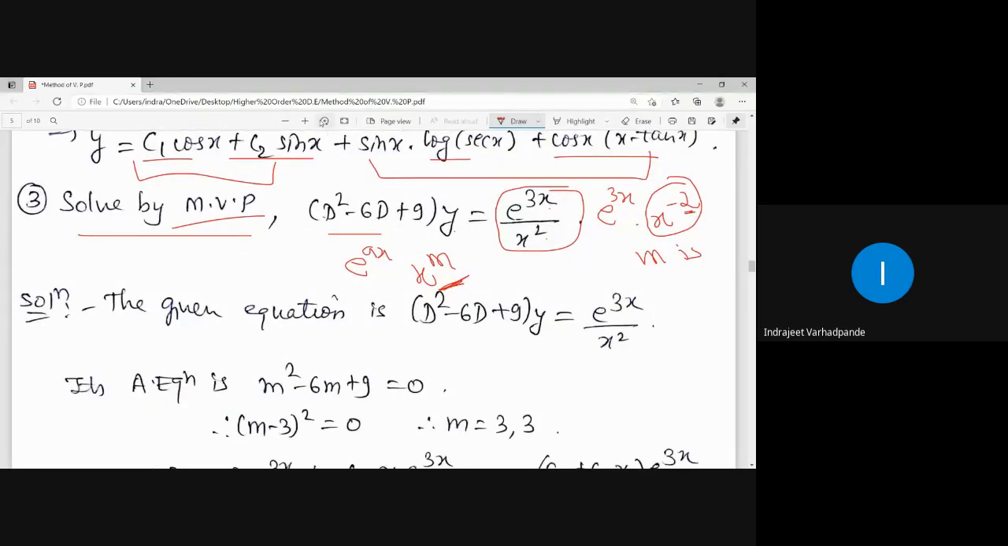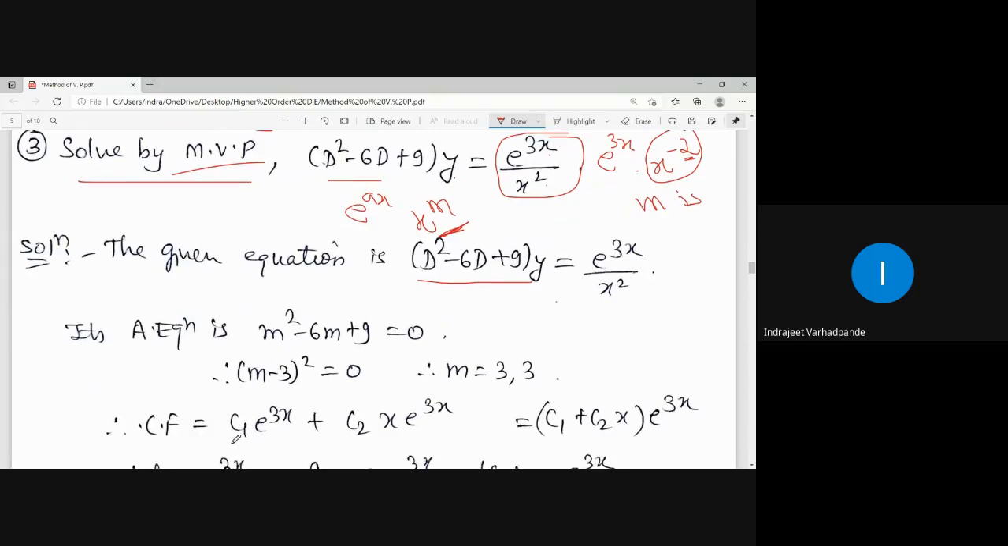Consider the given differential equation in the form (D square minus 6D plus 9) whole multiplied by y is equal to e to the power 3x upon x square. The auxiliary equation is given by m square minus 6m plus 9 equal to 0. That is a simple case of (m minus 3) whole square. m is equal to 3, 3. The roots are real and equal.